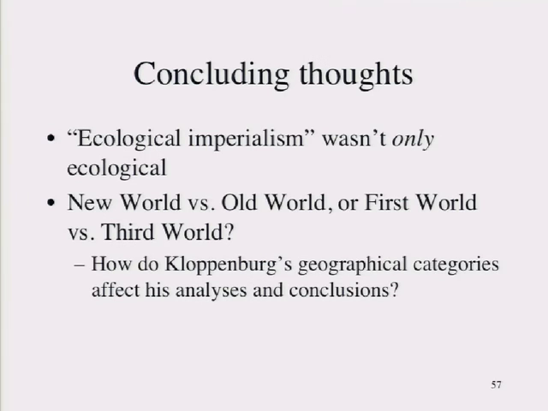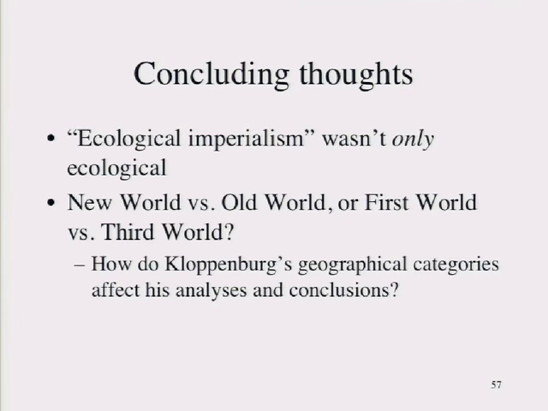It's worth asking how Kloppenberg's geographical categories affect his analyses and conclusions. I've already mentioned this briefly. The way you divide up the world into first world and third world, for instance, old world versus new, can have significant implications for the kinds of conclusions that you reach regarding the relative contributions of different parts of the world or different peoples to the larger public interest in agriculture.